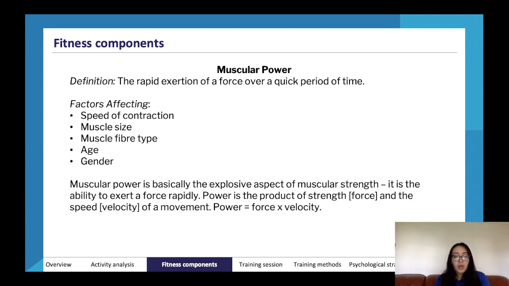We've got a bit of a complex looking formula here at the bottom. I'll work through this slowly so you can absorb it. Muscular power is basically the explosive aspect of muscular strength. We know that muscular strength is when we can develop that peak force. So muscular power is the explosive aspect, the ability to exert that force rapidly. Power is the product of force and the speed or velocity of a movement. So power is equal to force times velocity, okay?